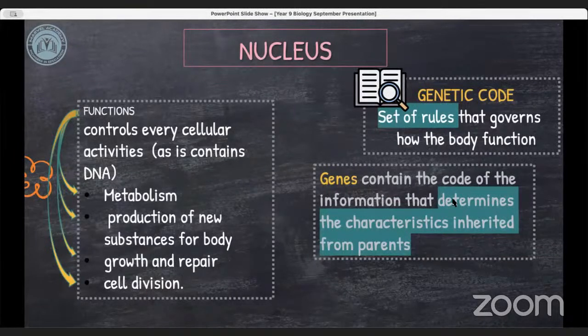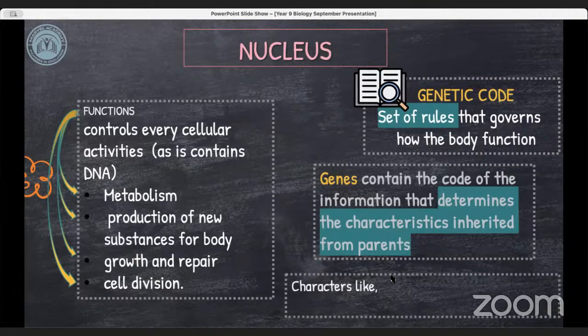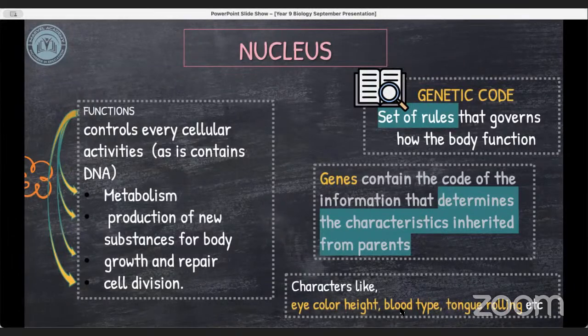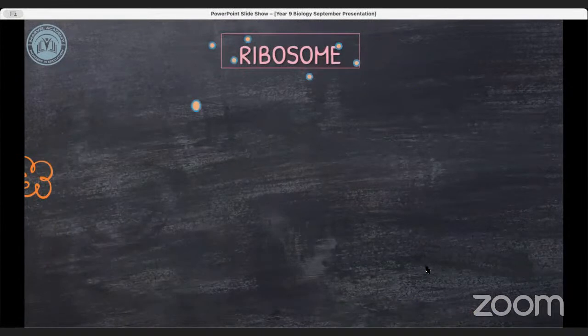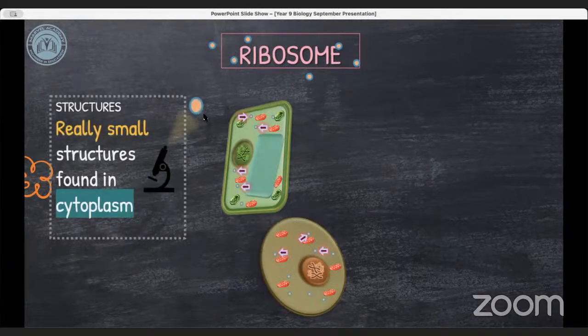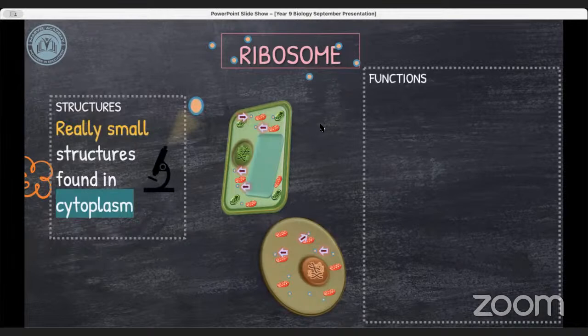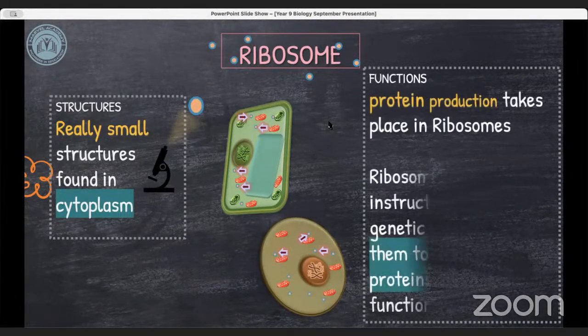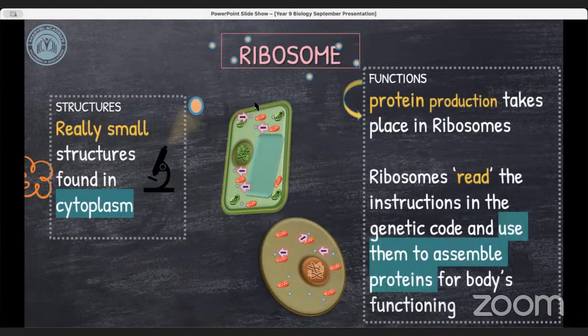Then children, genes. I told you genes contain the information of a particular character. What are the characters? Such as eye color, height, blood types, tongue rolling, and so on. Some people can roll the tongue, some people cannot. Then children, about the ribosome. Ribosomes are small, so we can't see them with the naked eye. They are involved in protein synthesis.